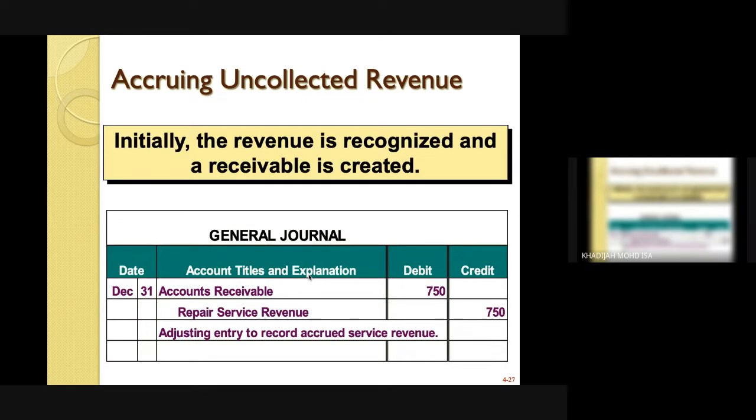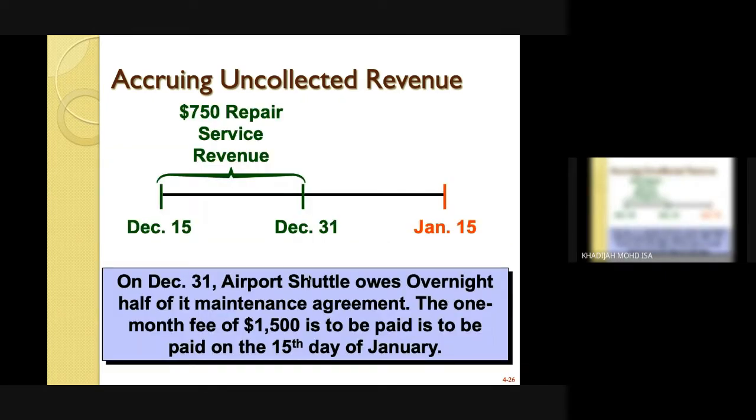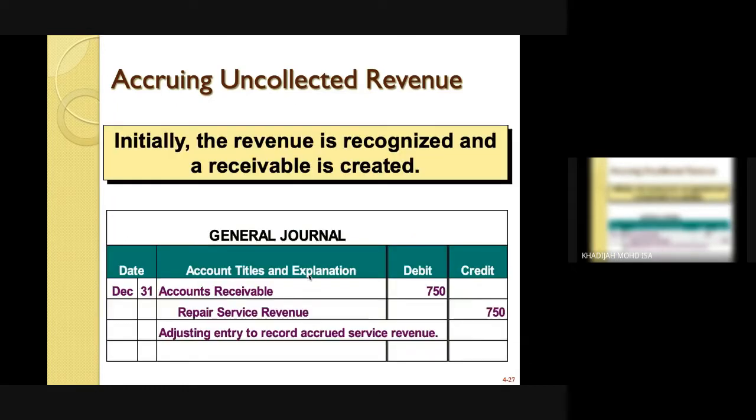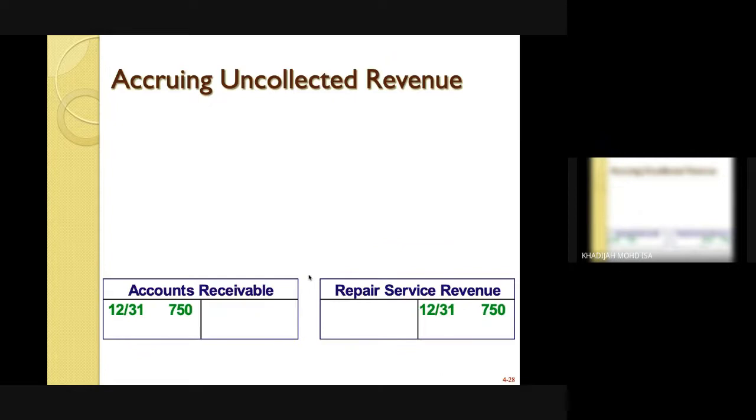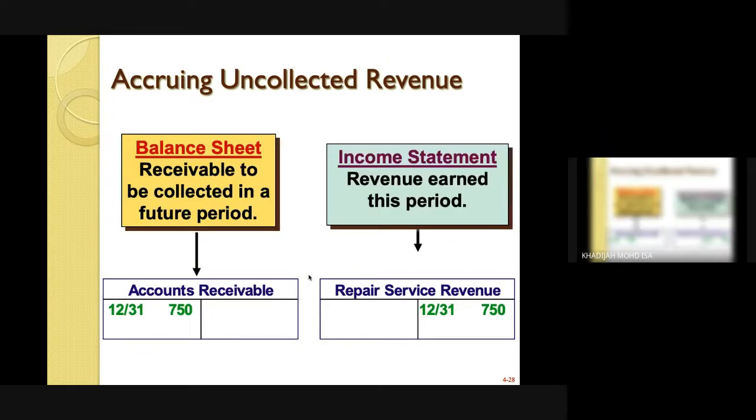And then your repair service revenue. Now you earn it, even though you have not received the cash, you have actually earned the revenue as of 31st of December. So that's why you credit your revenue account. So at the end of the year, you will have your accounts receivable balance of 750, and you also have recognized your revenue of 750.